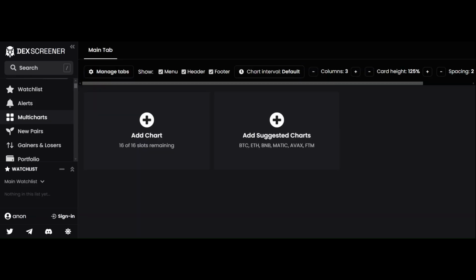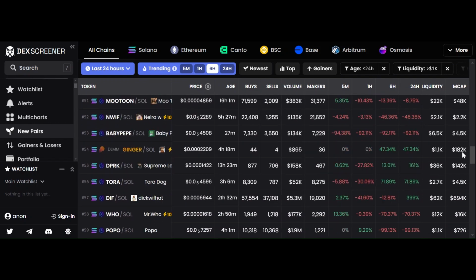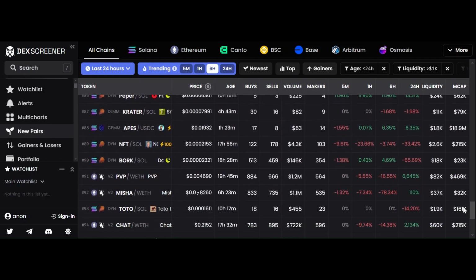The multi charts. Okay, multi charts just helps you examine multiple charts at the same time, right? The new pairs shows you the newest additions on DEX screener, right? So most of these pairs, or all of them here, right? If you look here, it says age less than or equal to 24 hours. So all of these pairs started trading less than 1 day ago. Every single one of these pairs.